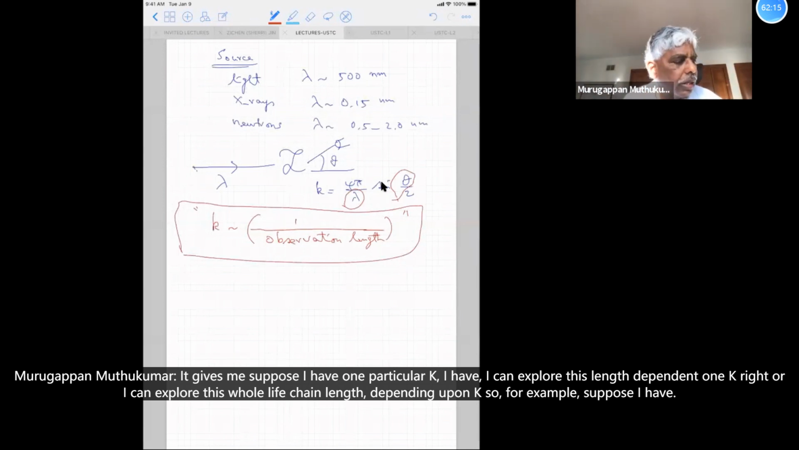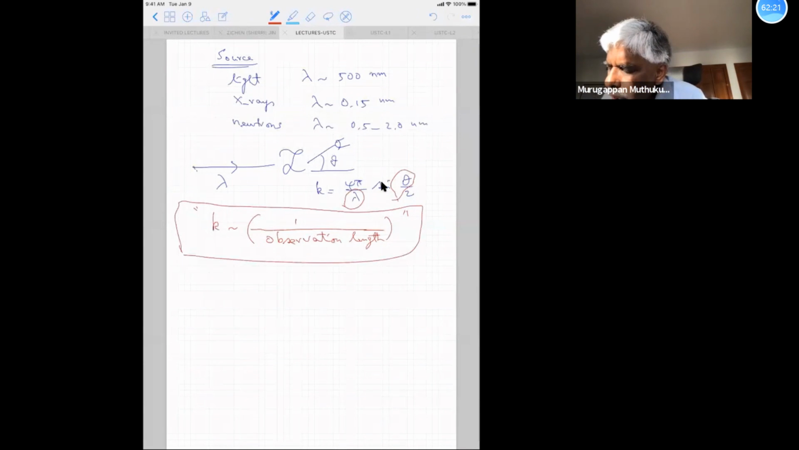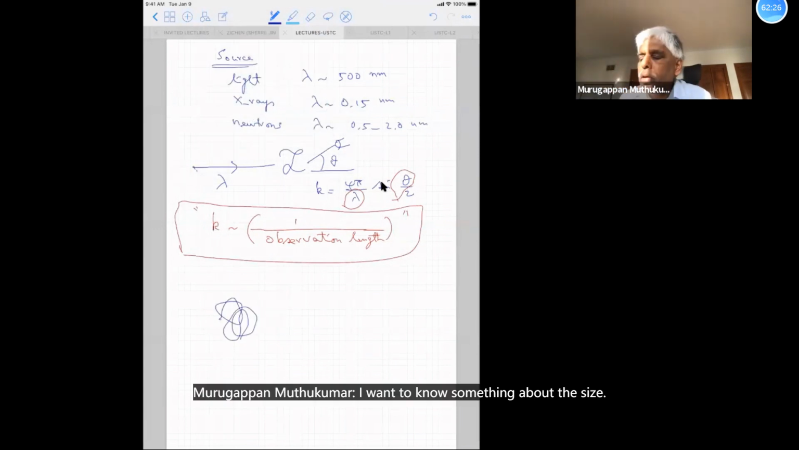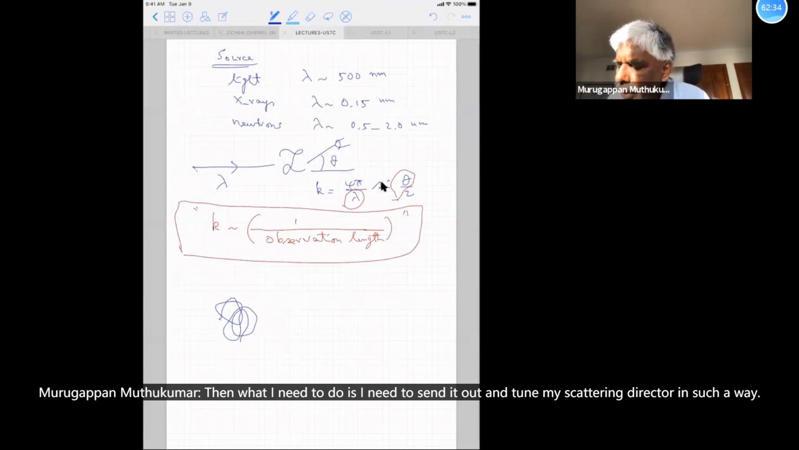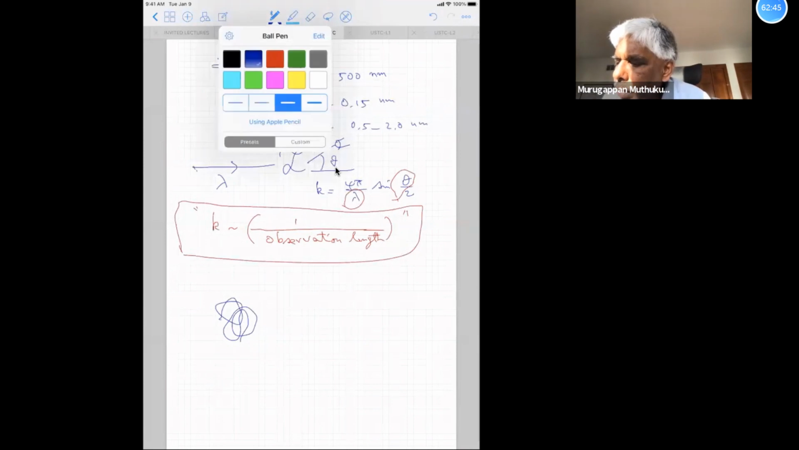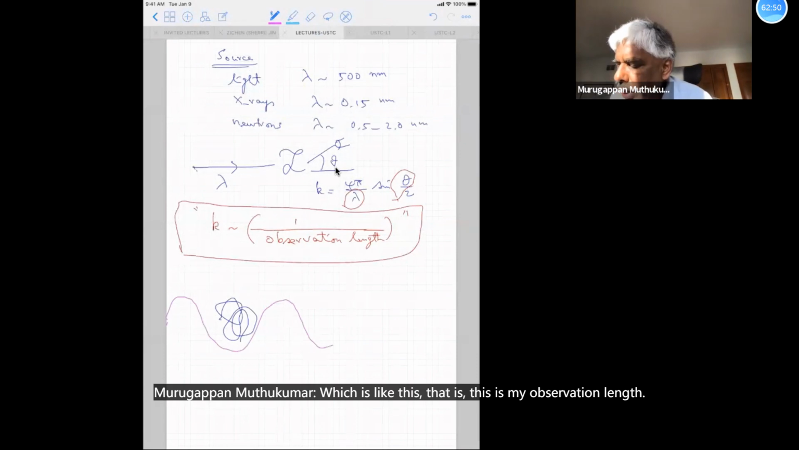So for example, suppose I want to explore a chain like this. Suppose I want to know something about the size. That's my goal. Then what I need to do is tune my scattering wave vector in such a way, oh, I'll use a different color. I want to send in a beam which is like this. That is, this is my observation length.